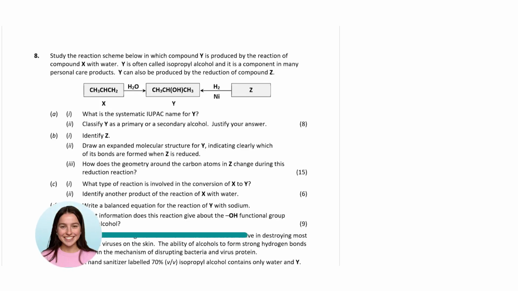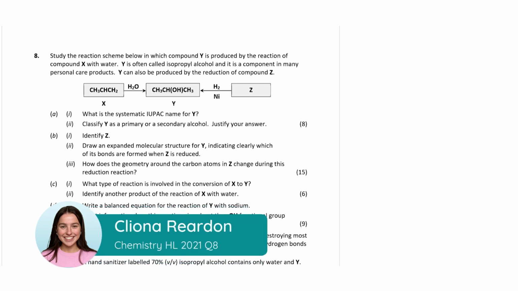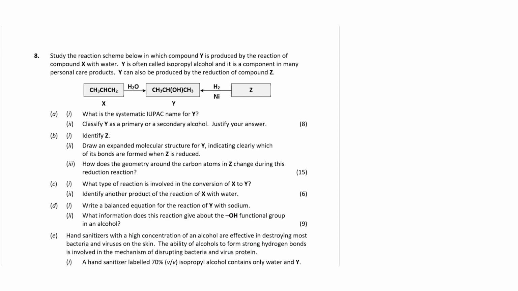I'm a H1 chemistry student and today I'm going to be taking you through the solution to question 8 from the 2021 chemistry Leaving Cert paper. So this question is based on organic chemistry and it focuses on conversions and reactions, and there's a quick calculation question at the end. So let's get started and let's go right into question A.